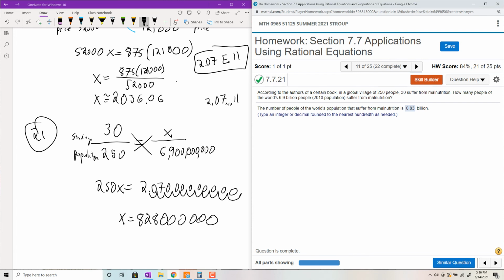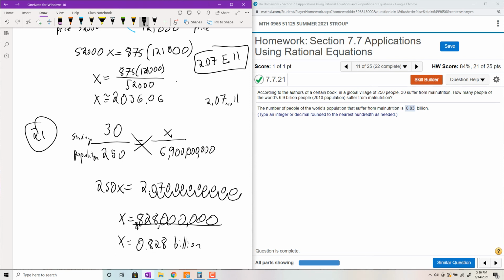Something to note is here in the answer, they don't want 828 billion written out like this. They want it in terms of billions. So you see my answer, it's actually 0.83, right? This would be the thousands place, and then this would be the millions place. The billions place would be up here somewhere, right here. So in terms of billions, it's really x equals 0.828 billion. That's the answer they want. So you could divide this answer by 1 billion, and that would give you your answer.